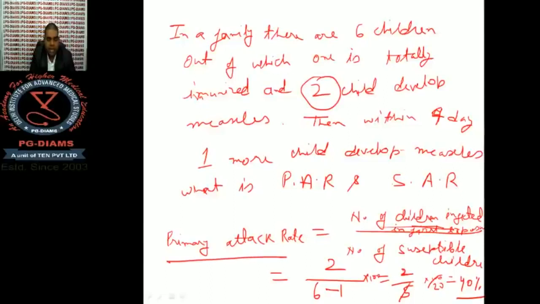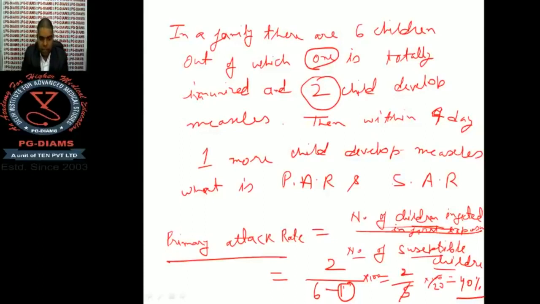So primary attack rate is the number of children infected in the first exposure divided by the number of susceptible children. Susceptible children means those who can develop the disease. Since 1 is totally immunized, we subtract 1 from the list of susceptible children. So the primary attack rate will be 40%.